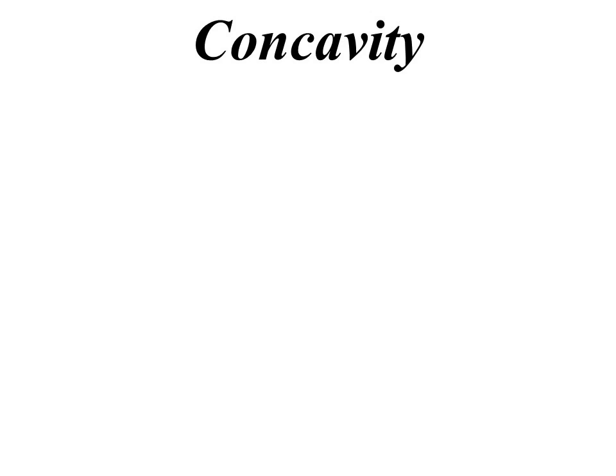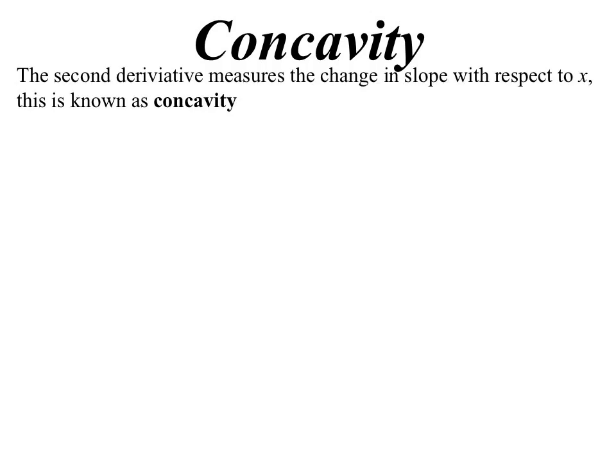Let's talk about the concavity of a curve. The second derivative measures the rate of change of the first derivative, but the first derivative measures the slope when we're looking at the picture. So in other words, the second derivative is measuring the change in the slope, and that's what we call concavity.